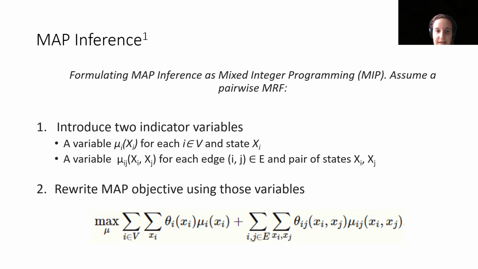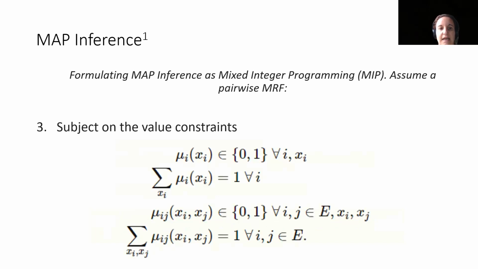Then once we have these variables, we rewrite the MIP objective using these variables. Okay, and this is the formula that we get. And the constraints that we'll have are, as we said, the first group of variables are binary, 0 or 1, and the same for the second group of variables, which is between edges, again 0 or 1.